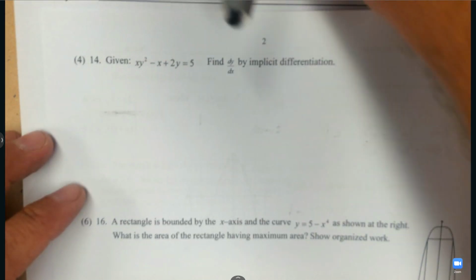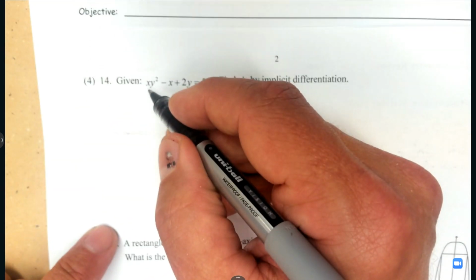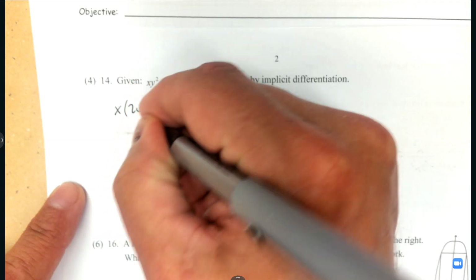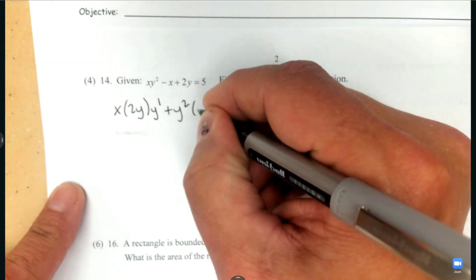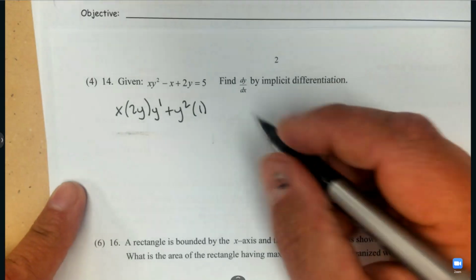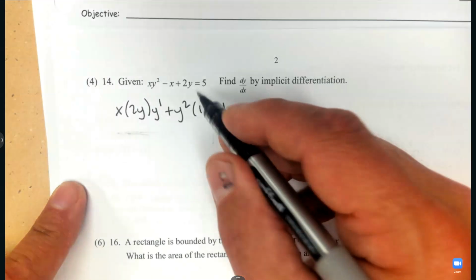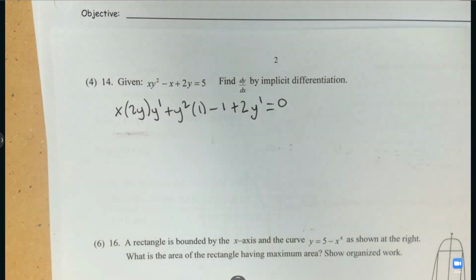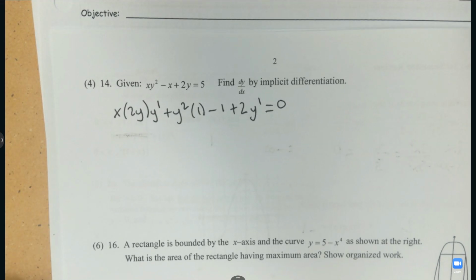So we need to remember when we take the derivative and y is involved, we need the hook, y prime. So this is the product rule: x and y squared is the product rule. That's the first times the derivative of the second with the hook, plus the second times the derivative of the first. The derivative of negative x is negative 1. The derivative of 2y is 2, but it needs the hook, y prime. And the derivative of 5 is 0. So if you need to practice that once or twice or three times, do it.